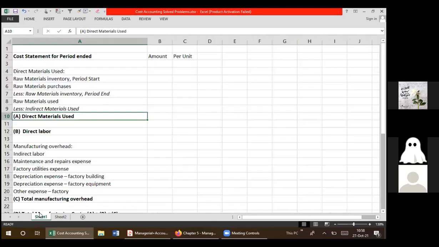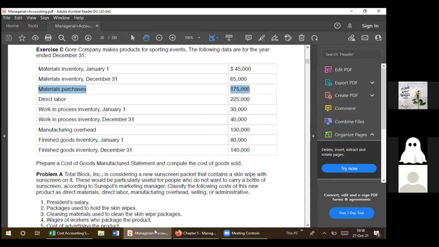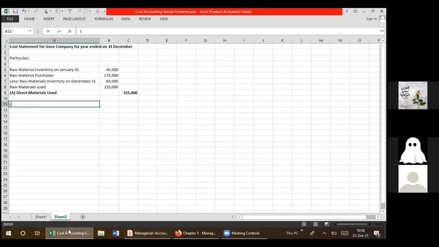Then what do we have? We have point B, that is direct labor. So we just write direct labor straight ahead because it doesn't have an opening or closing amount. Direct labor, 225,000, provided in the sheet here. So B, direct labor, goes straight outside, 225,000.